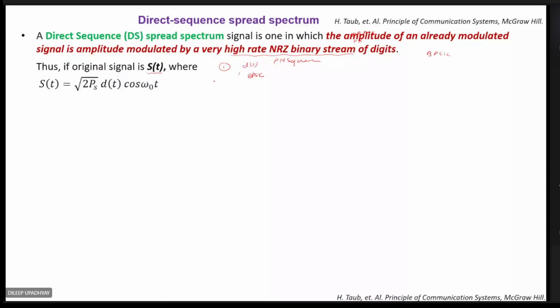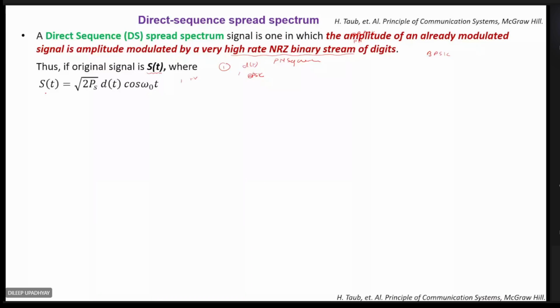So we know the basic property of BPSK: whenever this D(t) is 1, we simply transmit the carrier signal cos omega naught t. So whenever D(t) is 1, which is represented by, say, plus b volt in the NRZ representation, then S(t) will be simply under root 2Ps cos omega naught t. We simply transmit the carrier signal. This is the carrier frequency.